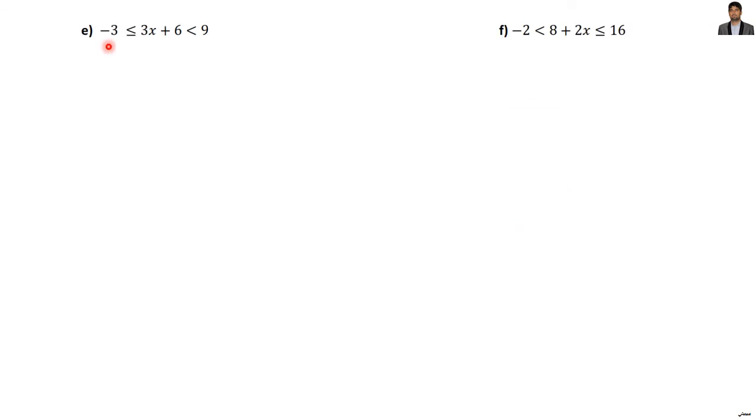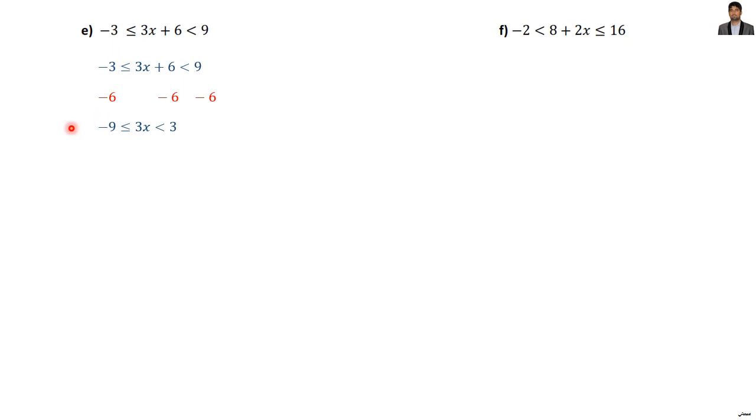Part E, minus 3 is less than or equal to 3x plus 6 less than 9. We want x in the center. So we do the opposite. Plus 6, we subtract 6 from left, right, and center. Minus 6, minus 6, minus 6. Minus 3 minus 6 is minus 9. 6 minus 6 cancelled. 9 minus 6 is 3.